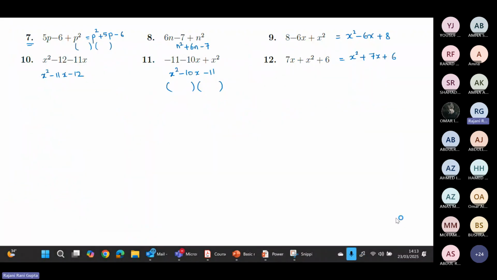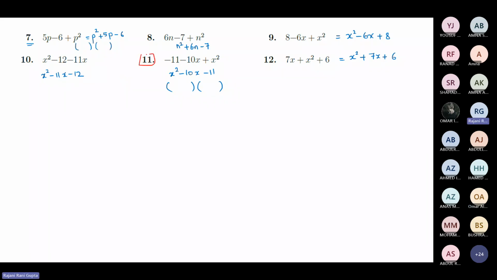So I'm waiting for you to do it. Minus 11 and plus 1. You're solving, you are doing which question? Question 11? Yes. Okay, good. Tell me, X. What is it? Minus 11 and plus 1.